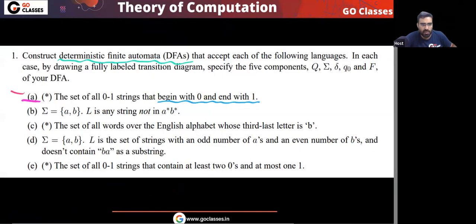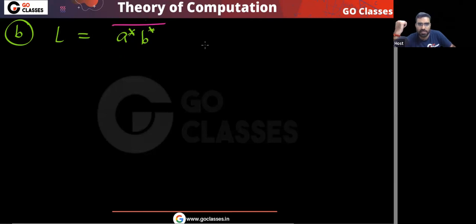Okay, now let's see the next one. The next one is sigma is {a, b}. L is any string not in a* b*. How to do this? For this option, our language is basically the complement of a* b*. Yes or no? Agree with me? Our language is the complement of a* b*.